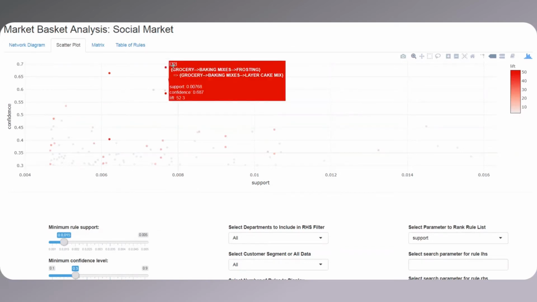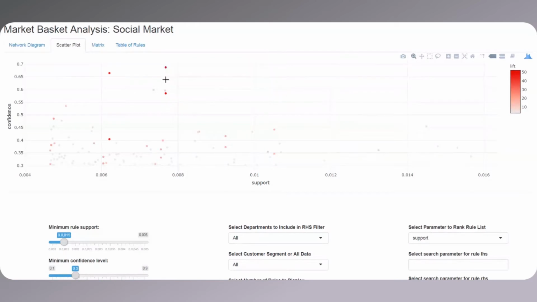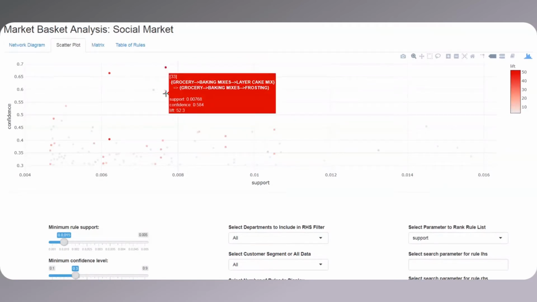So to look at some of the dots that are shaded darker, we see a strong rule here between frosting and layer cake mix. Unsurprisingly, a customer that purchases frosting is likely to also purchase layer cake mix. We see the reverse rule as well, although it's a little bit lower in confidence. A customer purchasing layer cake mix is likely to also purchase frosting.